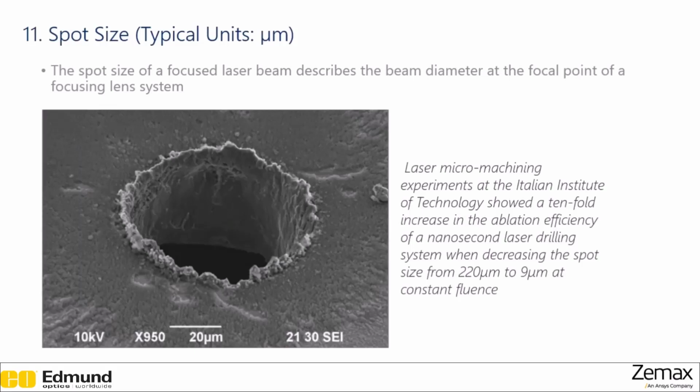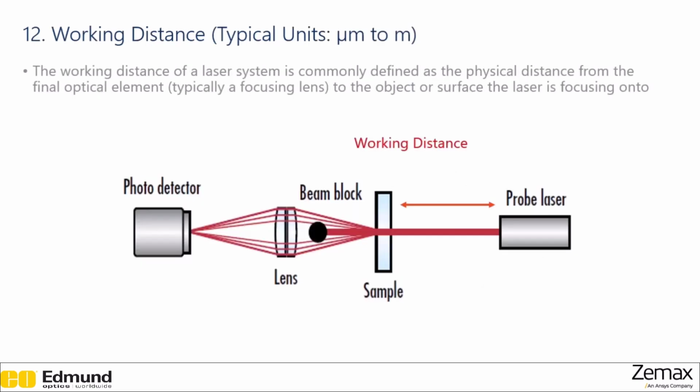You can also do things like photolithography, where you can make patterns in samples, and this is highly used in semiconductor processing industries. The working distance of a laser system is commonly defined as the physical distance from the final optical element in the system, typically a focusing lens, to the object or the surface the laser is focusing onto.